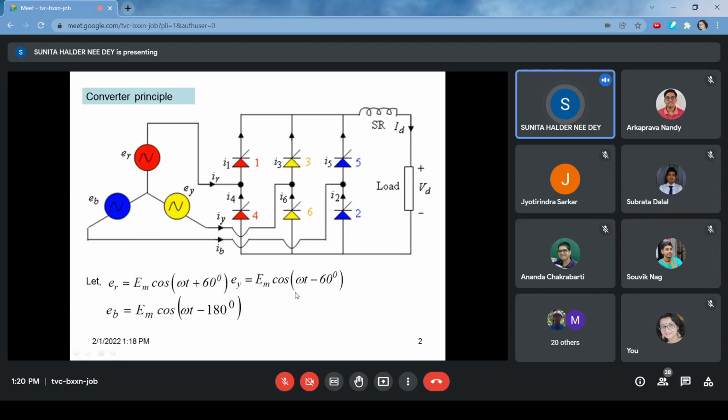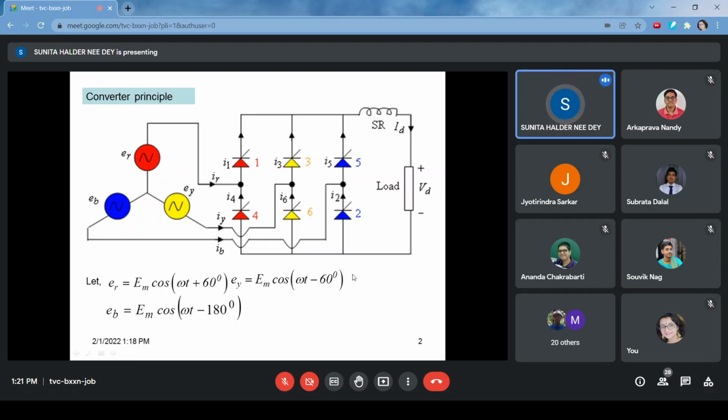So actually, you have gone through so many complicated converters: 6 pulse, 12 pulse, more than that, 24 pulse, like that. Here I have shown only a simple 6 pulse converter, so that full wave rectification may be possible. So there are three thyristors on the positive side and three thyristors on the negative side.